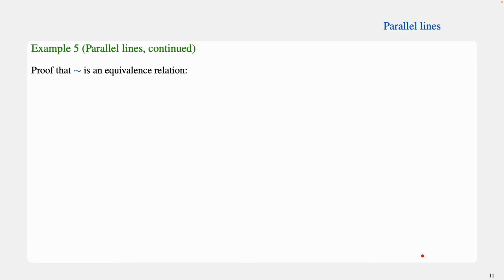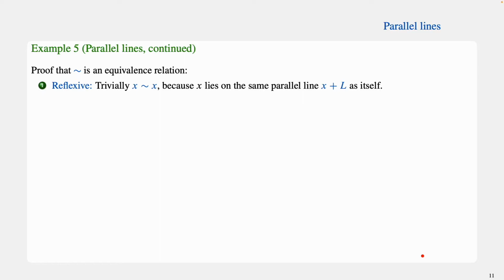Now, this is an equivalence relation because clearly it's reflexive, because X lies on the same parallel line as itself. There's nothing to show. It's symmetric because by what I just explained, X being equivalent to Y means that X plus L equals Y plus L. And again, because we can just turn around this equality here, this also means Y is equivalent to X. And hence it's symmetric.